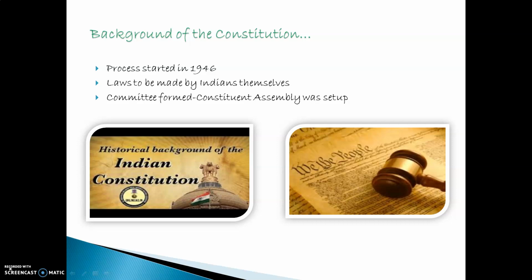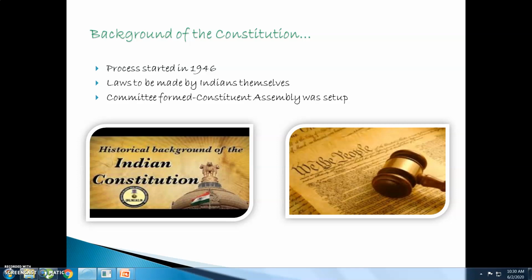Background of the Constitution. The process of making the Constitution of India started in 1946. The leaders of the freedom movement insisted on laws being made by the Indians themselves. All of us know that before our independence, the Britishers were ruling the country of India. Therefore, all the rules and laws for the country of India were made by the Britishers.